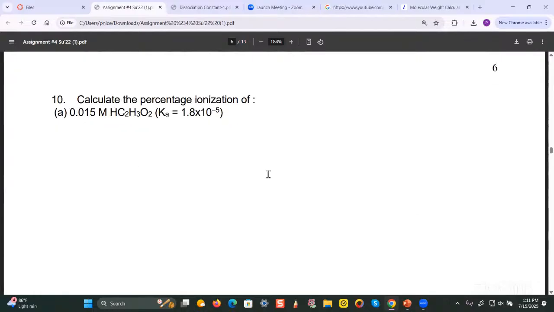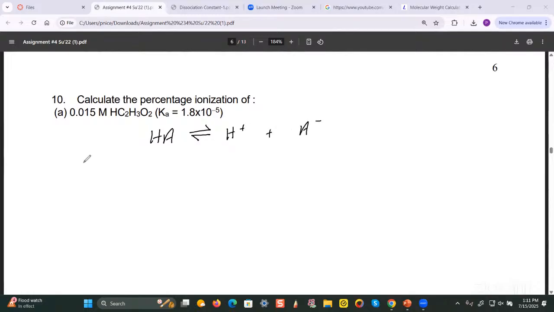Okay, calculate the percent ionization of 0.0015 M acetic acid, and it gives you the Ka value, right? So in this particular case, again, I'm just going to use HA to represent the acid. The formula is not that important when it comes to these problems.